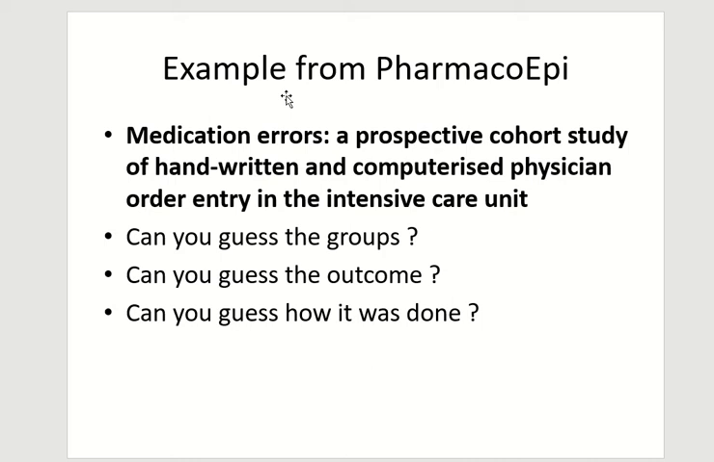And this one is kind of a strange example. It's about medication errors. So they call it a prospective cohort on the handwritten and computerized physician order entry in the intensive care unit. Okay, so it's a prospective cohort. All cohorts are prospective. Yani, the title is medication error. So try to think about who is in the groups, exposed or non-exposed, what the outcome is, and think about how they did it prospectively. Think about it, and then we're going to move to the actual study.